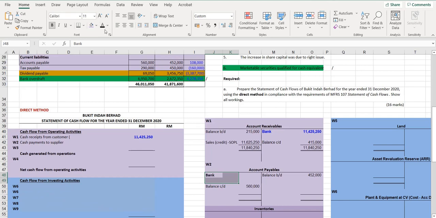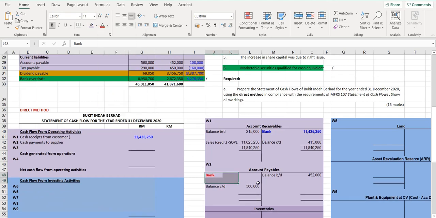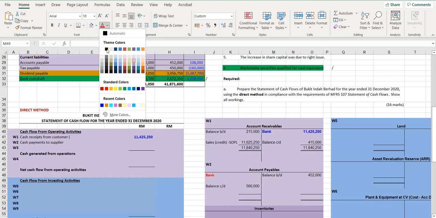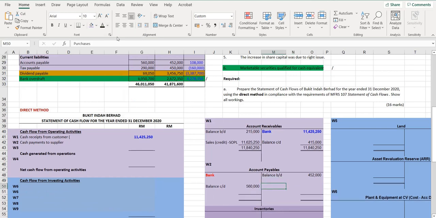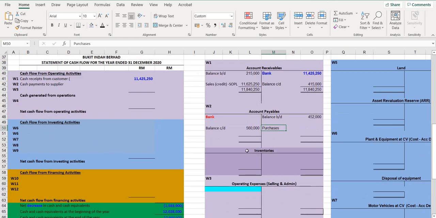Okay. We're trying to find that figure, which is how much our payment is. To do that, we need to first find the purchase. To find the purchase, you need to reconstruct the inventories account. So to reconstruct the inventories account, you can take the balance at the beginning and the balance at the end of the year from the inventory account, right?